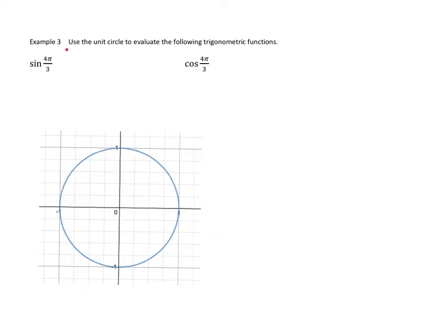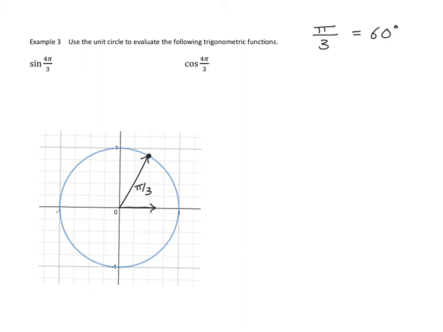In example 3, I again want to use the unit circle to evaluate these trig functions for angles of 4 pi over 3. So to do that, I want to put a reference angle on this unit circle. Since I see a pi over 3, I'm guessing that the reference angle is pi over 3. Also 60 degrees, same thing. So where is that? I think that's something like this. So this is my angle of 60 degrees, or pi over 3 radians.